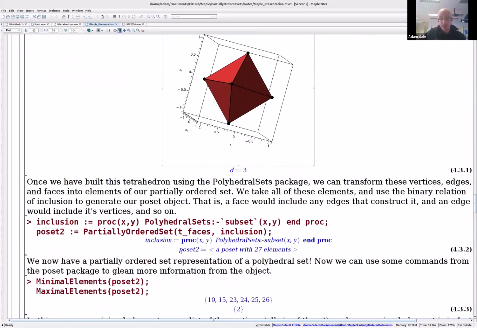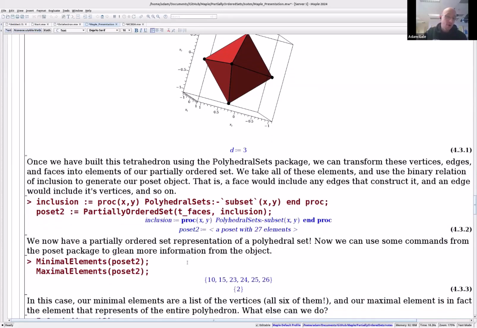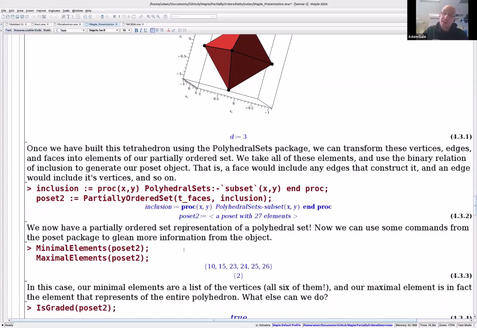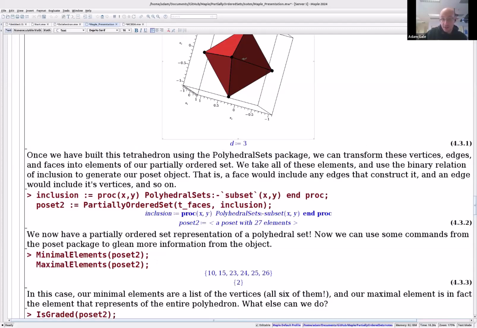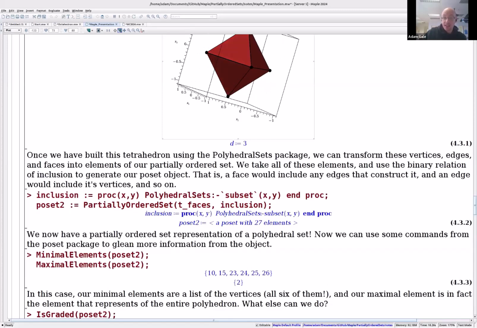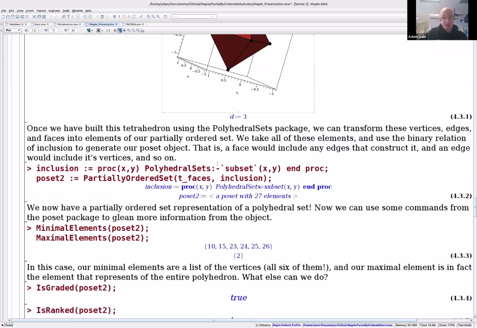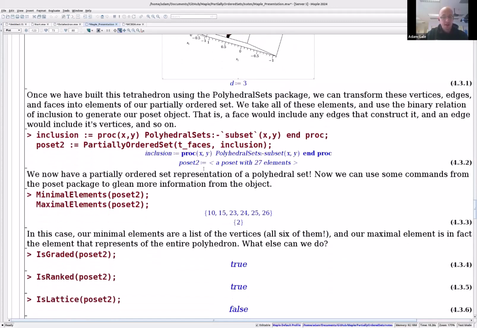So with that, we're creating our poset2 object. Now that we have a partially ordered set representation of a polyhedral set, we can use some commands from the poset package to get more information about the object. We can call minimal elements, maximal elements on it. In this case, the minimal elements are the vertices, and the maximal element is the element that represents the entire polyhedral set.